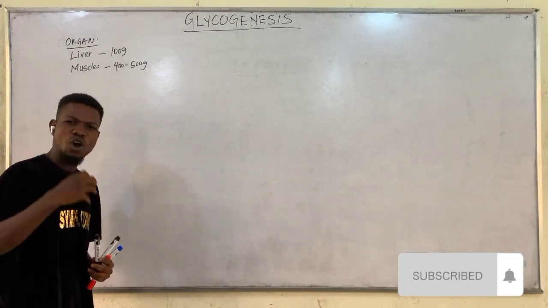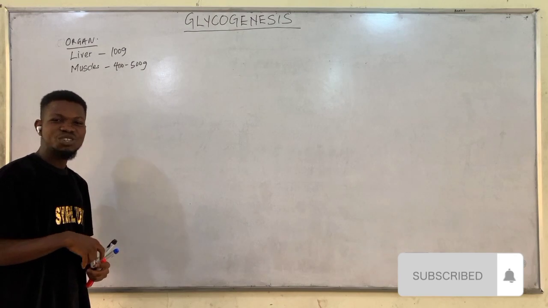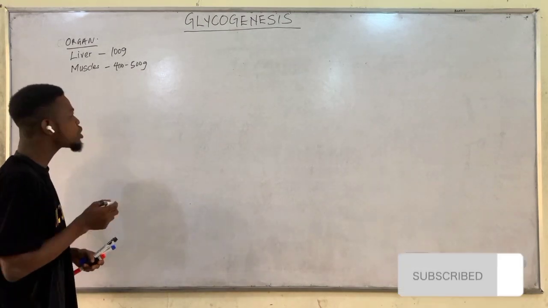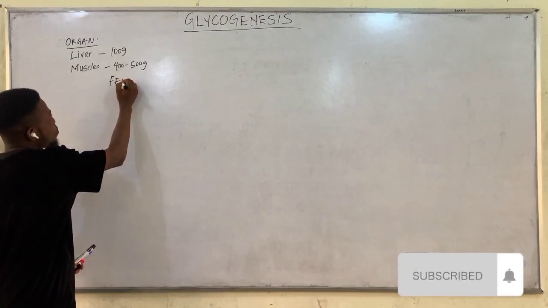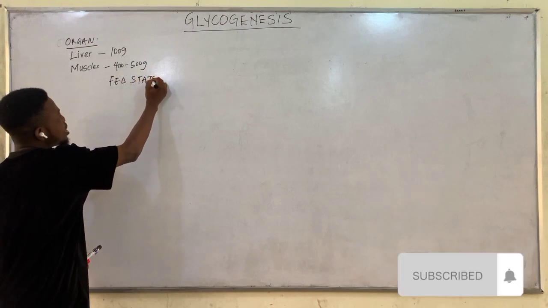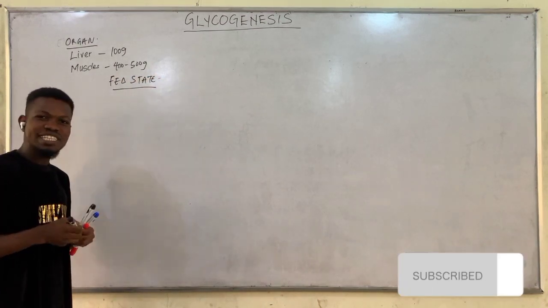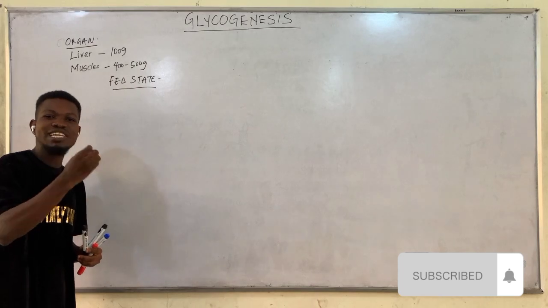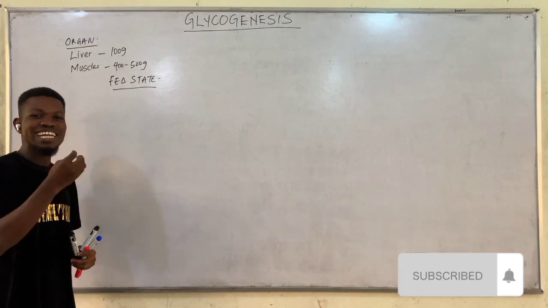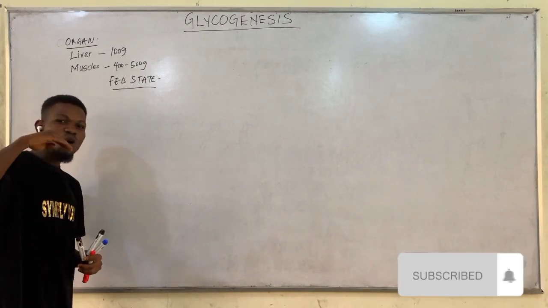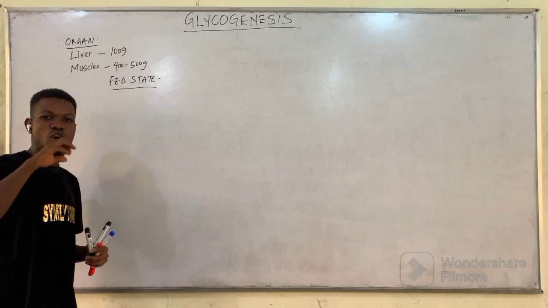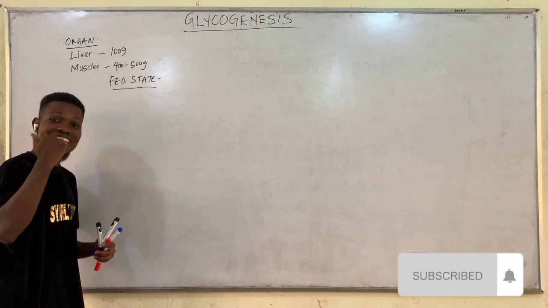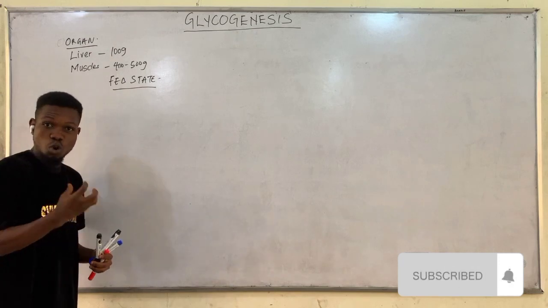Now, when does glycogenesis occur? Glycogenesis occurs majorly in the fed state, especially when you are consuming carbohydrate food. When you eat carbohydrate food, what happens? It goes down across the what? The GIT. The gastrointestinal tract will absorb the glucose.